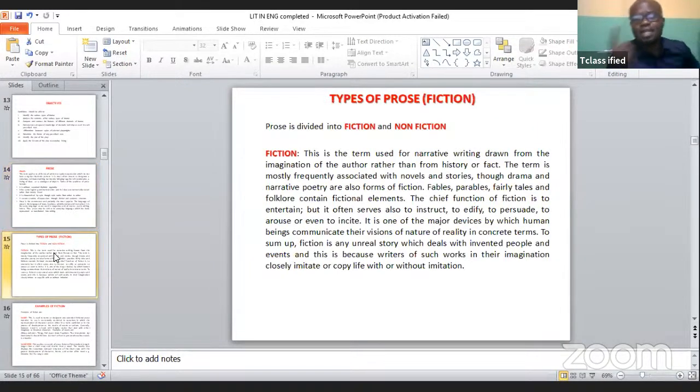Okay. So like I told us, there are two major types of prose. We have what we call fiction and non-fiction. And like I told us, fiction is when you're just writing something out of your imagination. It did not happen. If you write a prose about Nelson Mandela, everybody knows that Nelson Mandela once lived. So it is non-fiction. But when you're writing about something that did not happen, you're just writing out of your imagination.